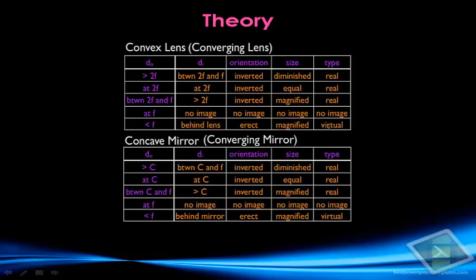The point being, you don't have to memorize the answers for 10 different cases. All you have to do is realize the pattern. As the object gets closer to the lens or the mirror, the image gets farther away and bigger, and it switches from being upside down to right side up when you're inside the focal point.